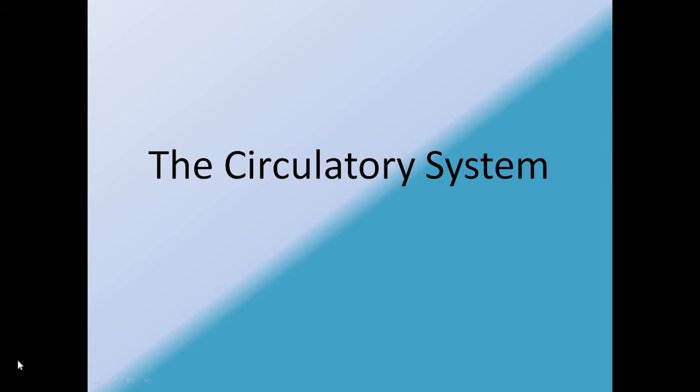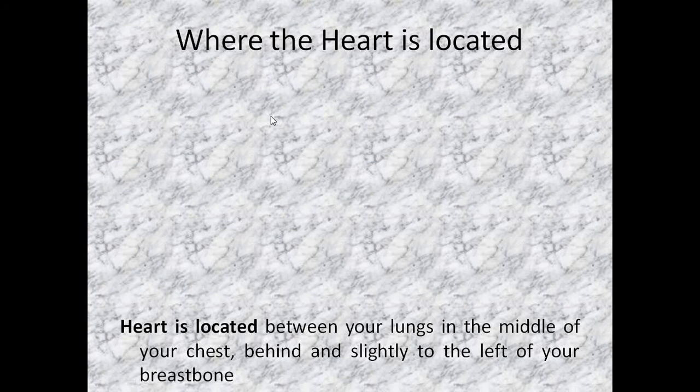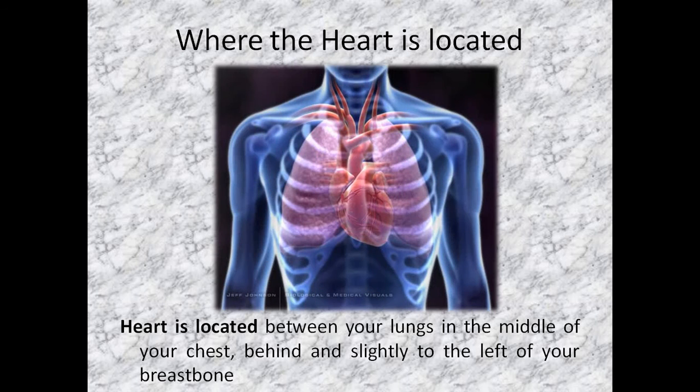Today we discuss the circulatory system. Firstly, we will learn where the heart is located. The heart is located between your lungs, in the middle of your chest, behind and slightly to the left of your breastbone.